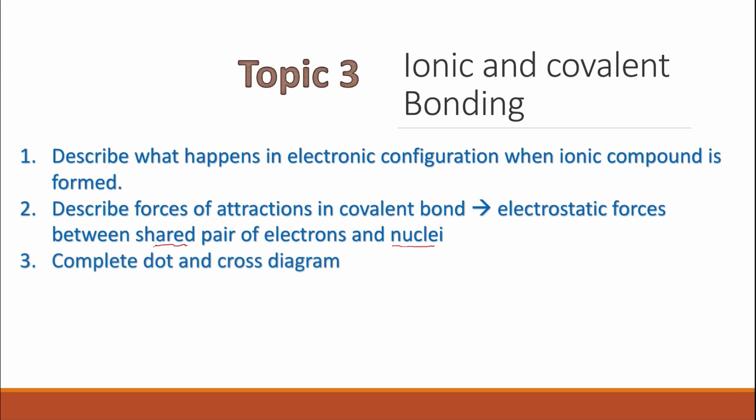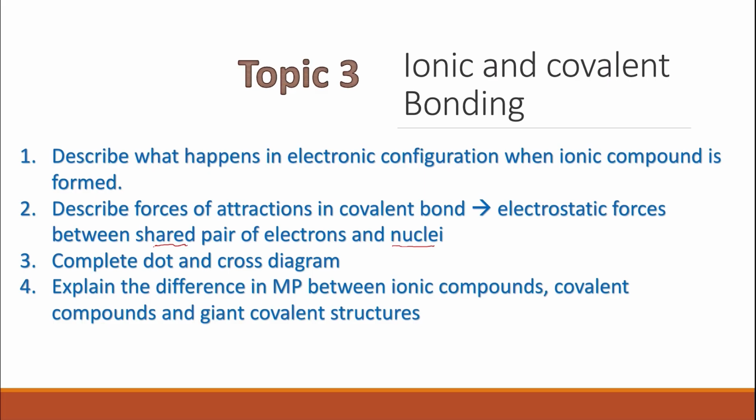Complete the dot and cross diagram for an ionic compound or for a covalent one. The most common is the covalent compounds. You need to practice these. These are easy types of questions. And also explain the difference in the melting point between ionic compounds, covalent compounds, and giant covalent structures.